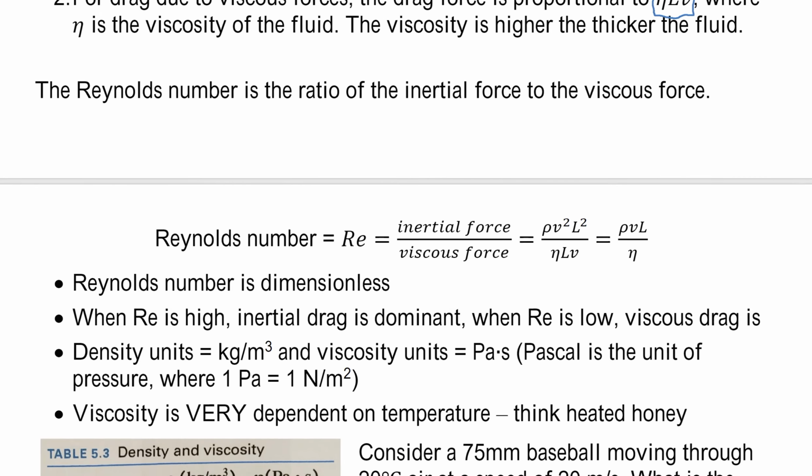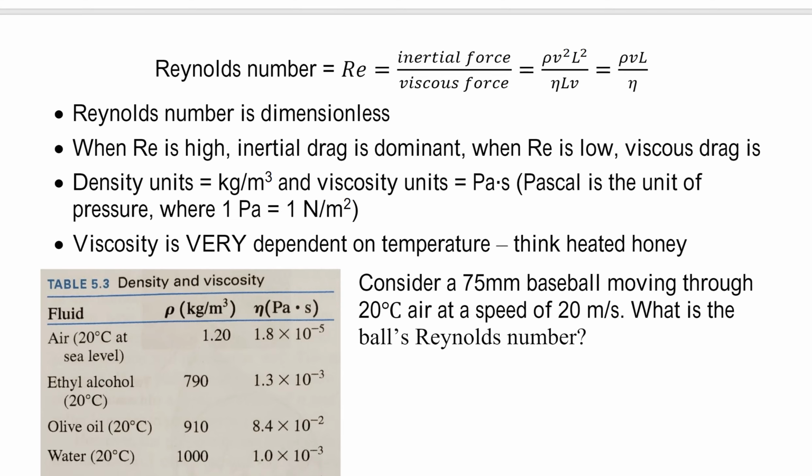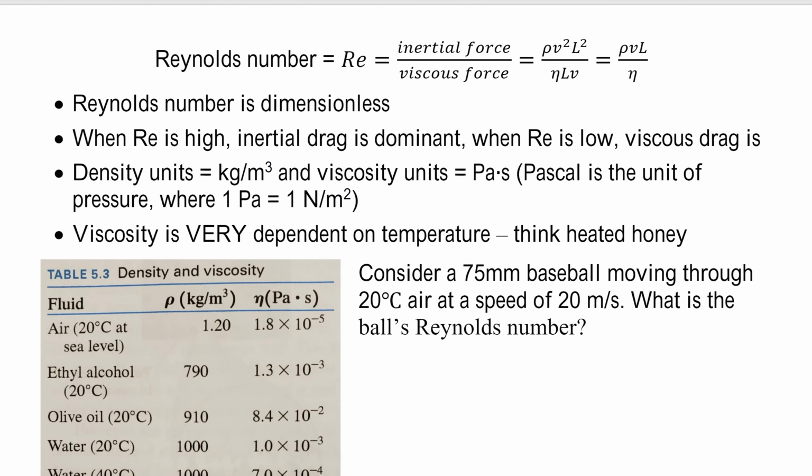So the Reynolds number is abbreviated Re, and it is the ratio of the inertial force to the viscous force. So it is rho v squared L squared over eta L V. Now, there are some things that we can simplify here. We have an L squared over an L, so an L will divide out. And we have a V squared over V, so a V will divide out. So the Reynolds number actually simplifies to just this, rho V L over eta.